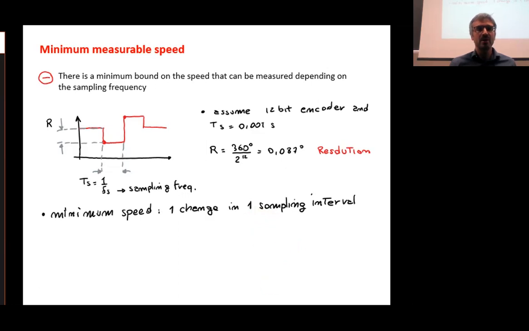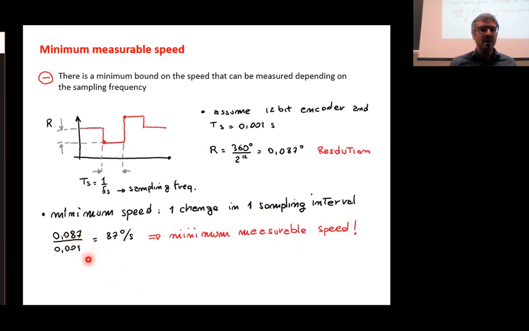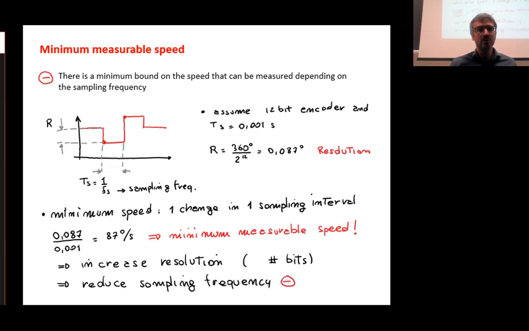Because if there is no change, the speed is zero. And how much is it in this case? One quantization level is 0.087 degrees divided by 0.01, which is a typical sampling time for a sampling frequency of 1 kHz, and we get a minimum bound of 87 degrees per second in the minimum measurable velocity. The only way in this case is to either increase the number of bits, so increase the resolution of the encoder, or reduce the sampling frequency. But we will see that reducing the sampling frequency is not a nice thing to do because you could introduce aliasing problems.